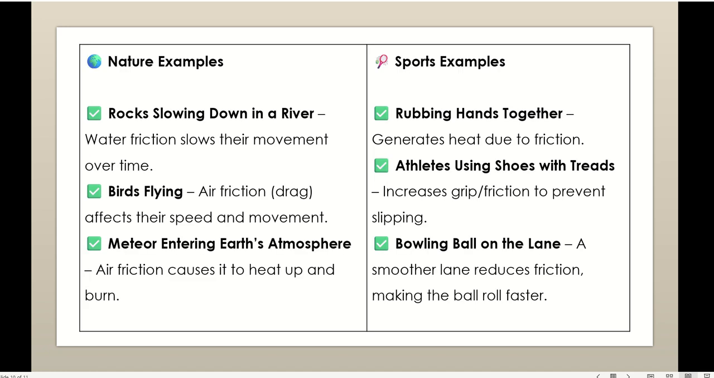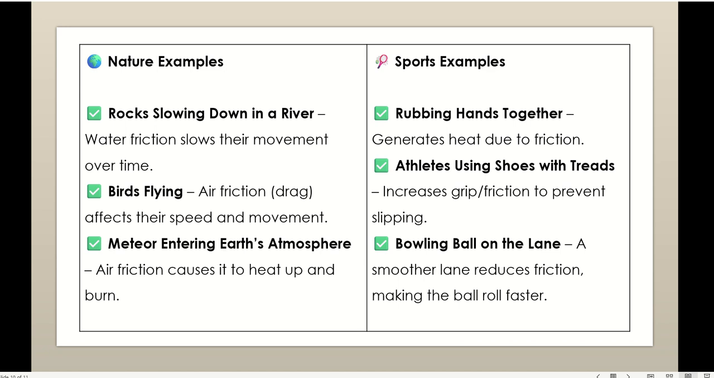Then in nature, if the river flow is very high, we won't be able to use that water flow, but due to large rocks there, there will be a slowness in that, and that is a good river catchment. And for birds flying, due to air friction, their speed and movement would decrease. And the meteors in outer space, when they are coming into Earth's atmosphere, with the air friction, they heat up and burn.